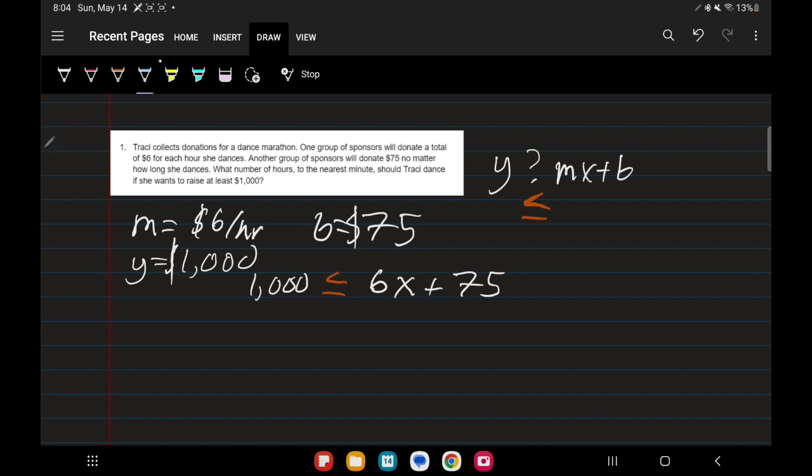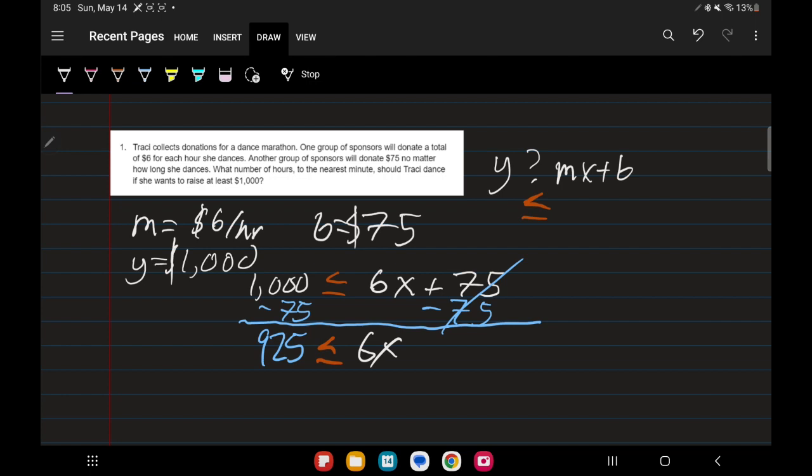Let's just do it. So I'm going to subtract 75 from both sides because I'm adding 75 to 6x. Whatever we are adding or subtracting from x, we do the opposite. So 75 goes away. 1,000 minus 75. That sounds like another calculator problem. So 1,000 minus 75 is 925. And then I do less than or equal to, and I'm left with 6x on this side. Now I can go ahead and divide both sides by 6.